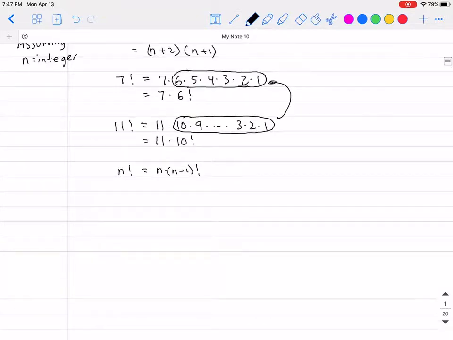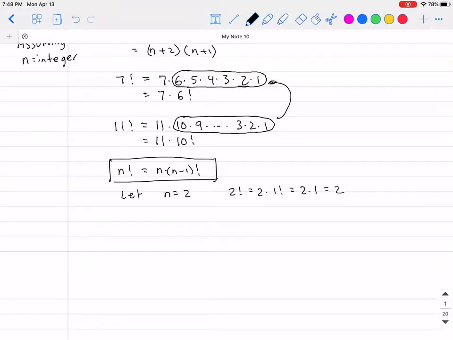Now, let's go ahead and use this theorem that we just came up with to do the following. Let's let n equal 2. That doesn't sound too bad, right? So then we get 2 factorial is equal to 2 times 1 factorial. And that definitely is true because 1 factorial is equal to 1, and 2 is just itself, so it does work out.